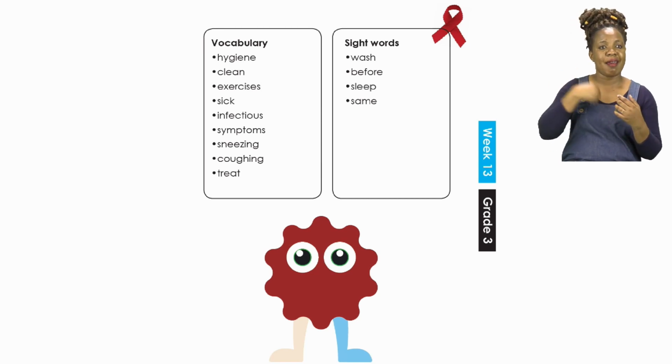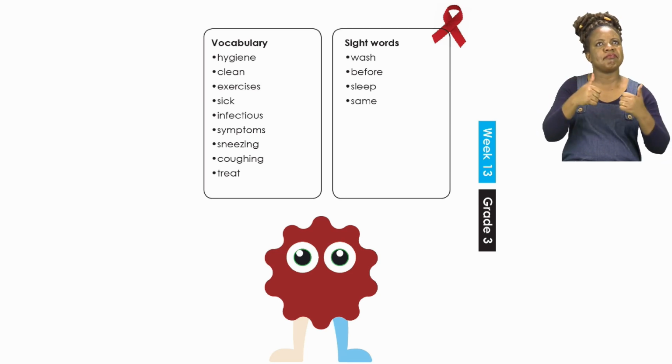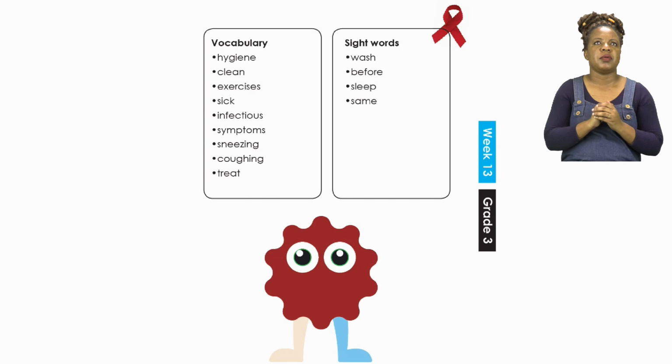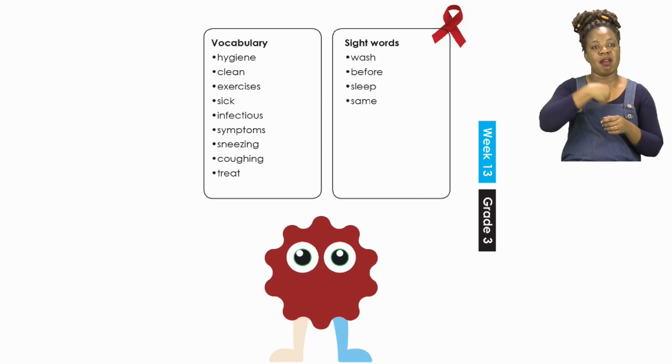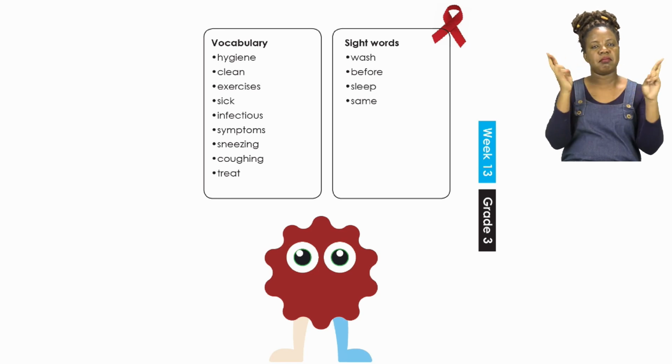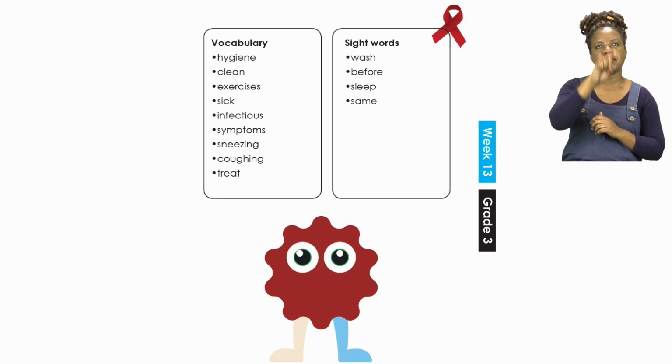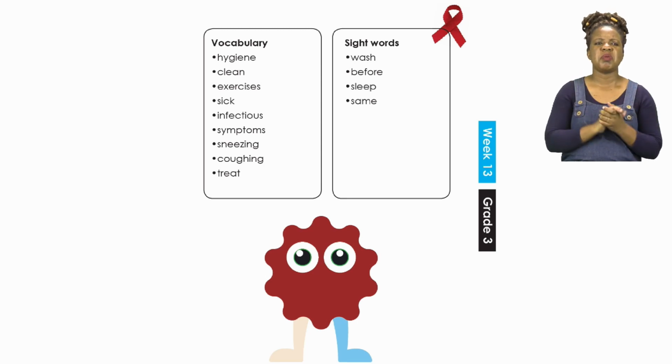The next word is the word clean. Now, the word clean is the opposite of dirty. We can use the word clean in a sentence that says, I like my clean bedroom. The next word that we have is the word exercises. Now, these are activities with physical effort that help us to keep fit. We can use the word exercises in the sentence, I like to do exercises when I go for PE.